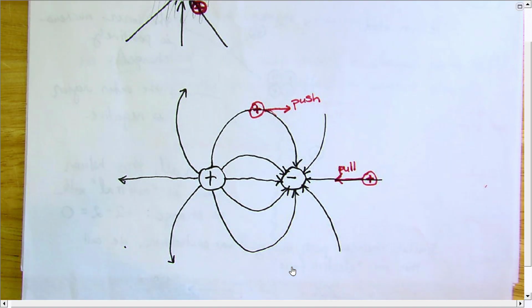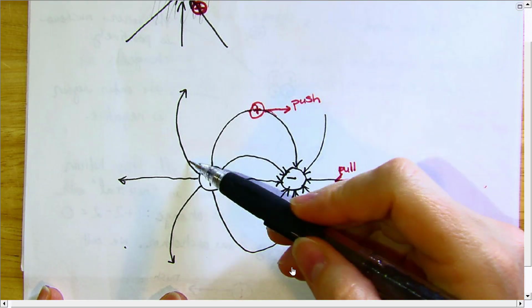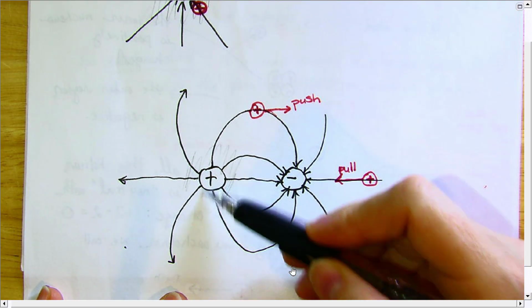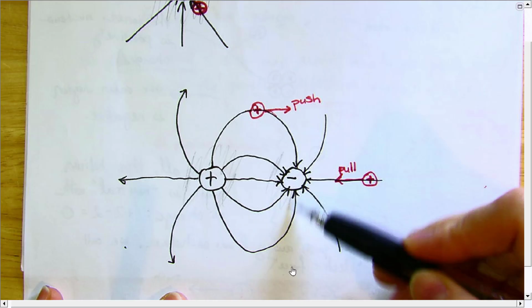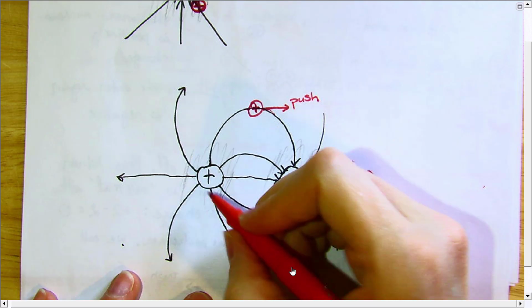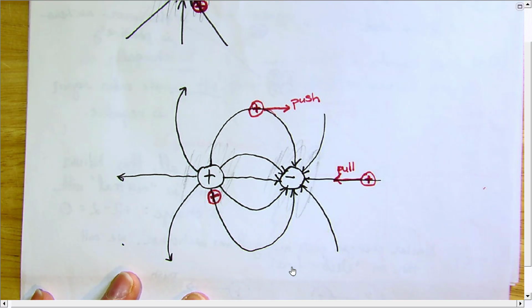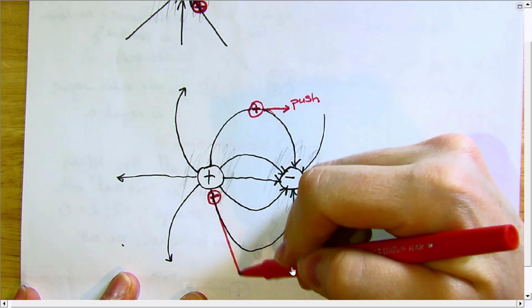And do you see where the lines are more bunched up? Where the lines are more bunched up, the forces are stronger. And if we drew little force arrows, those force arrows should be longer. So if we had a positive right here, what would it feel? It would feel a very strong push in this direction.